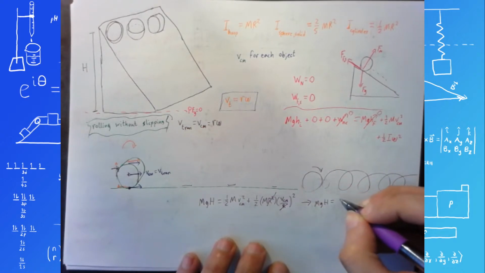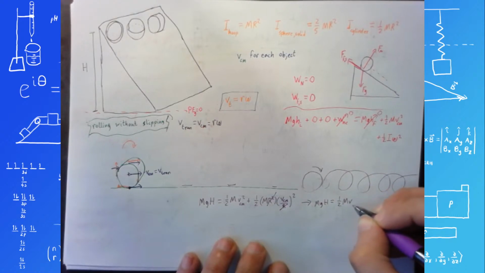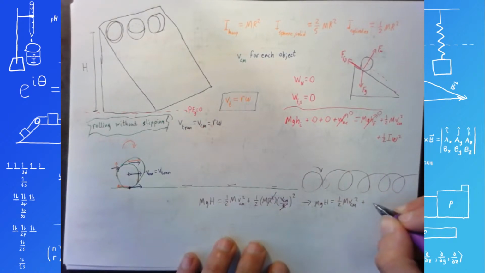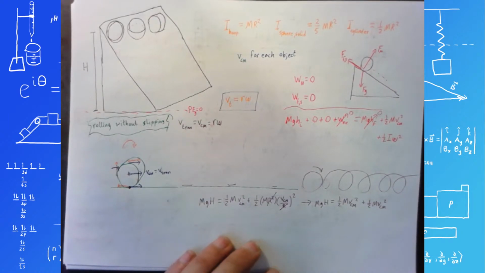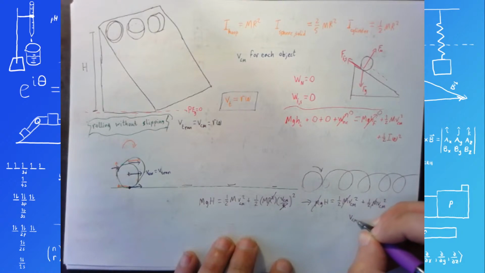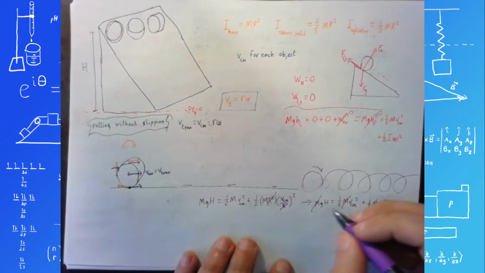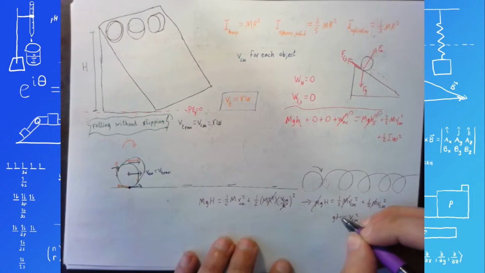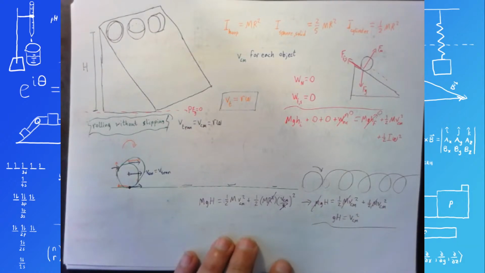mgh equals 1/2 mv center of mass squared plus 1/2 mv center of mass squared. A half and a half add up to a 1. You can cancel the m, and then you're left with V center of mass squared equals gh. So V center of mass is equal to square root gh.